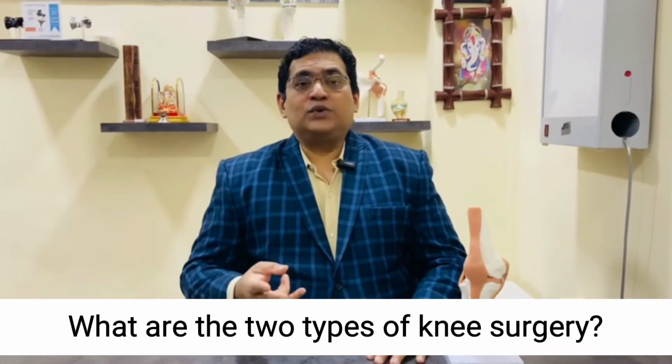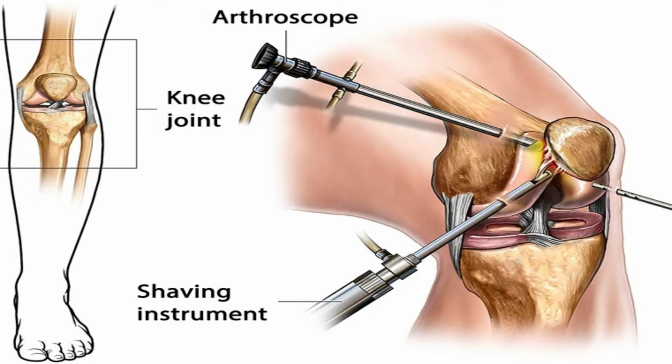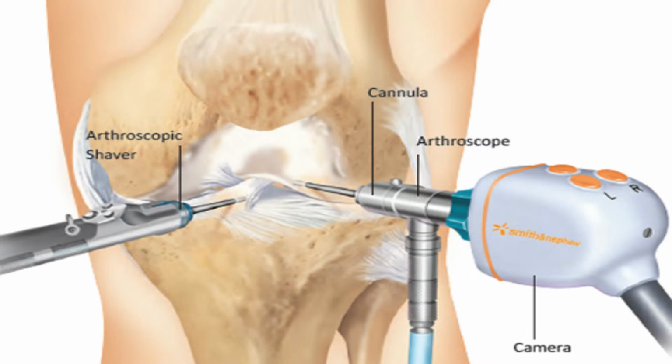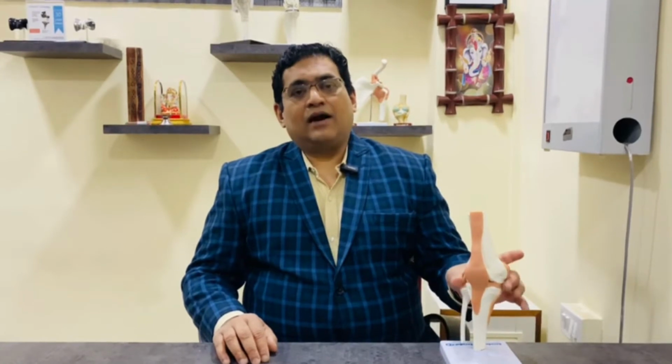What are two types of knee surgeries? There are basically closed knee surgeries and open knee surgeries. In closed knee surgeries, the surgeries are arthroscopic knee surgeries, which consist of introduction of a camera through a small portal in the knee joint and repair of meniscus, cartilage, ligaments with the use of arthroscopic and endoscopic technique. This is a minimally invasive surgery without opening the joint.